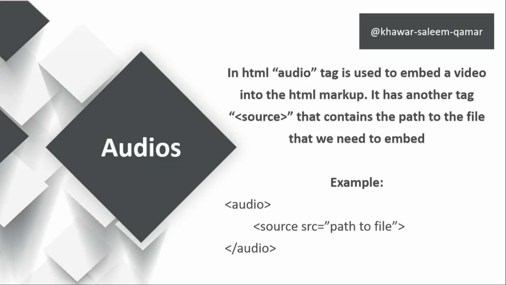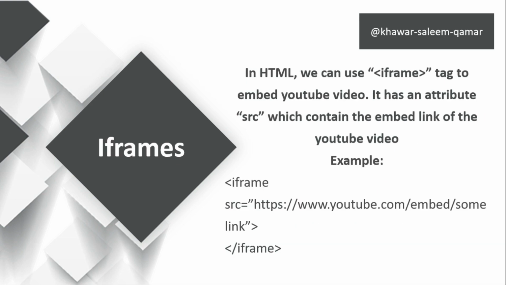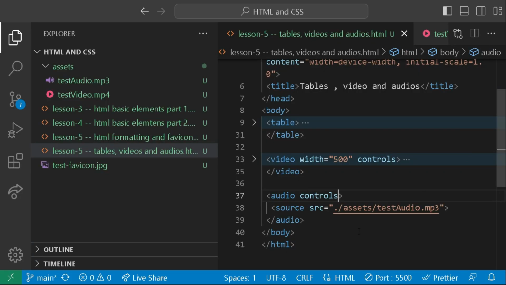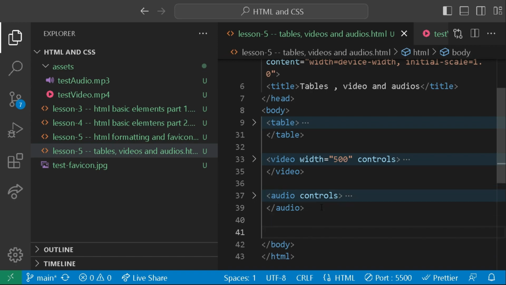So after audio, what do we have? A very fantastic tag, the iframe. You must have seen on many web pages that there are YouTube videos embedded into them. How do they do that? Do they download it and then put it right there and style it? No, actually you can use the iframe tag to take a YouTube video and put it inside your HTML by just copying the embed link of that YouTube video and pasting it right here. So let us go to our IDE and practice a bit.